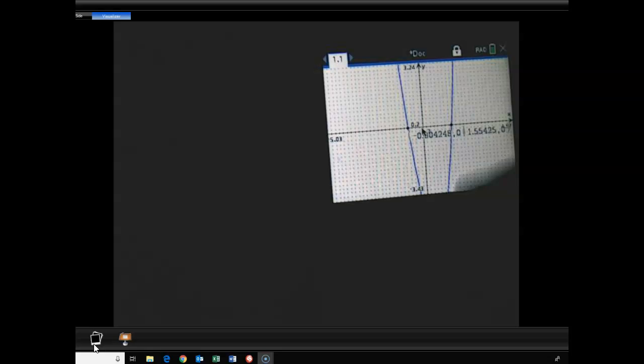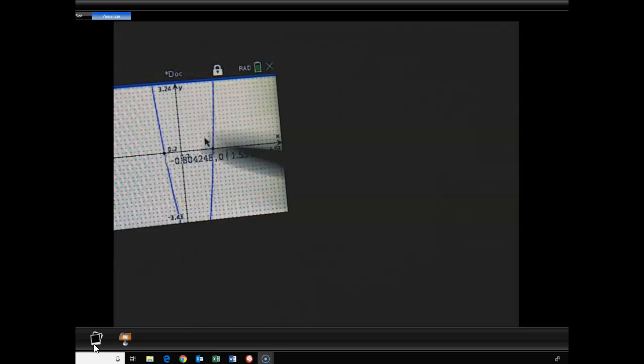So I push tab. I guess I could go up and push tab so I can clear that out. I'm going to put in that 4x squared minus 3x minus 5. And I can see I get 2 points. I get x equals negative 0.8 and x equals 1.6. Negative 0.8 and 1.6.